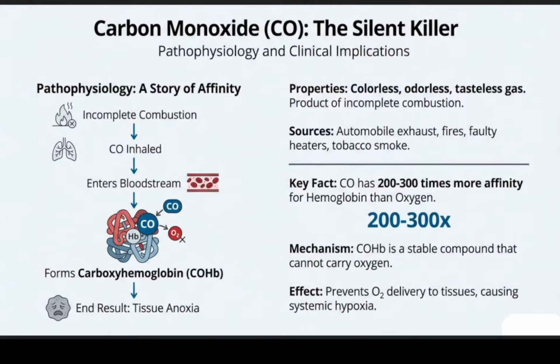Now what you need to remember, as I was just telling about carboxyhemoglobin, is that carbon monoxide has 200 to 300 times more affinity for hemoglobin than oxygen. So even though oxygen is there, hemoglobin is going to get attached to carbon monoxide only. Carboxyhemoglobin is a stable compound that cannot carry oxygen. That is why there is tissue anoxia. So it prevents oxygen delivery to the tissues, causing systemic hypoxia.